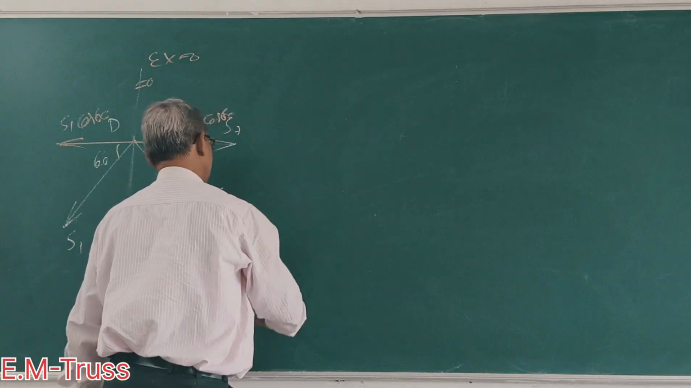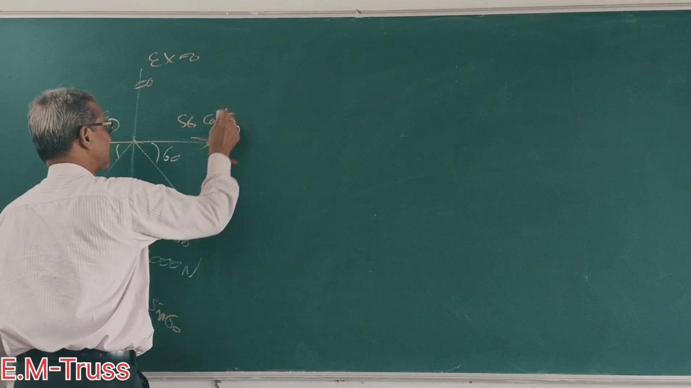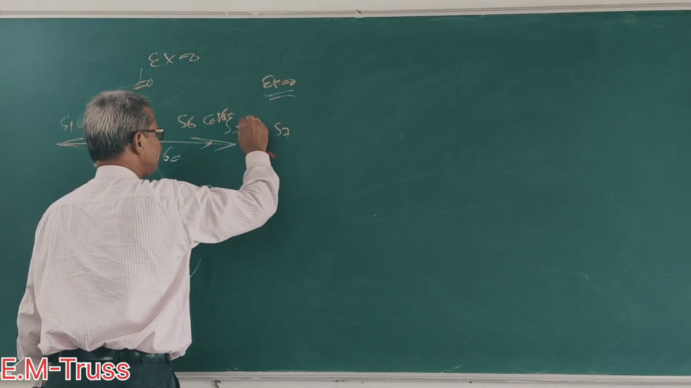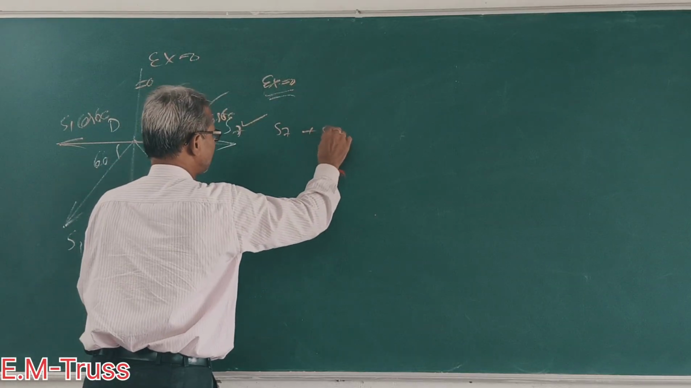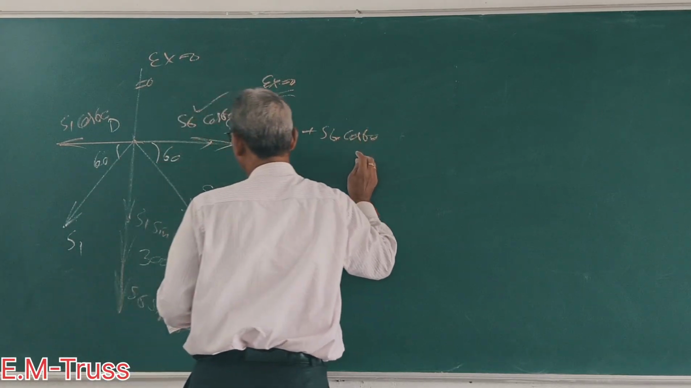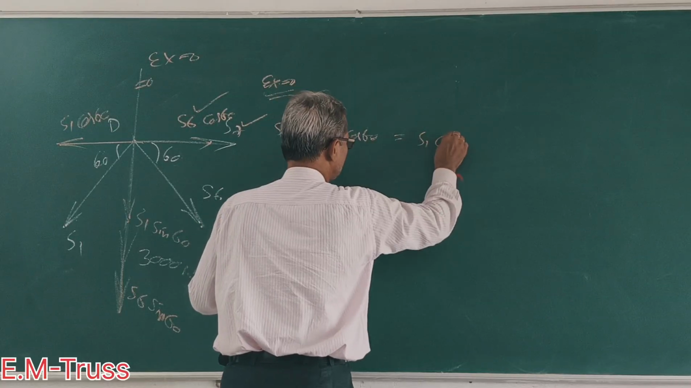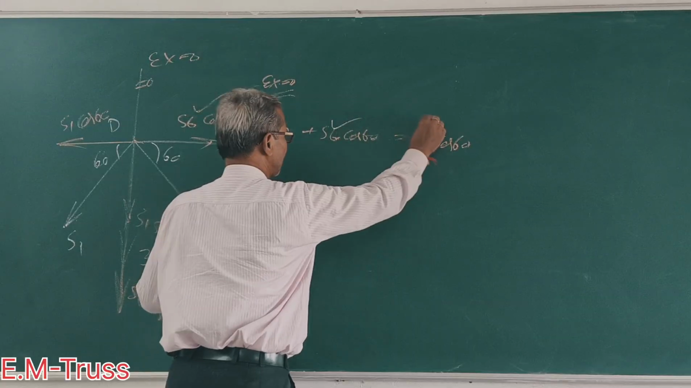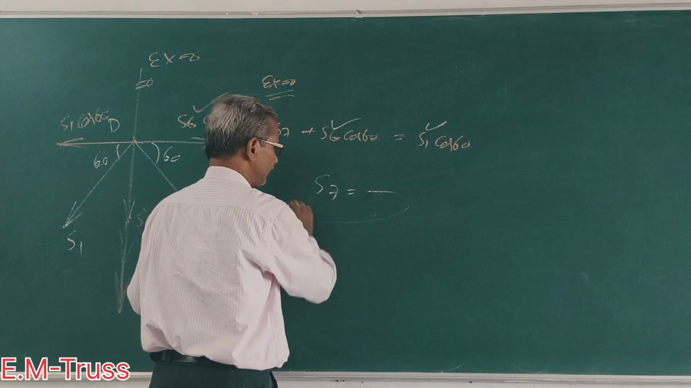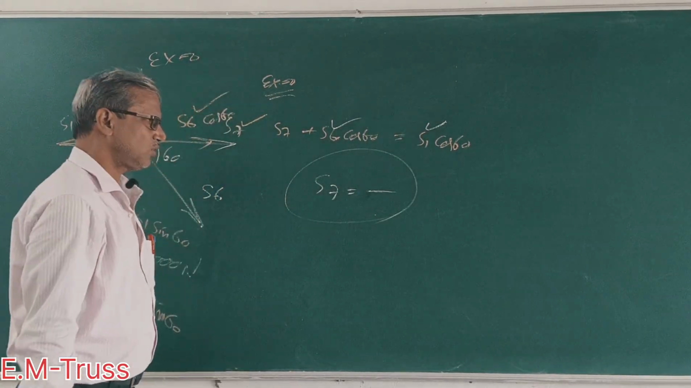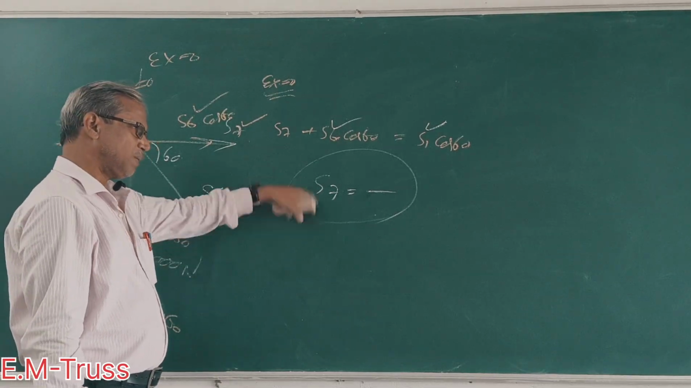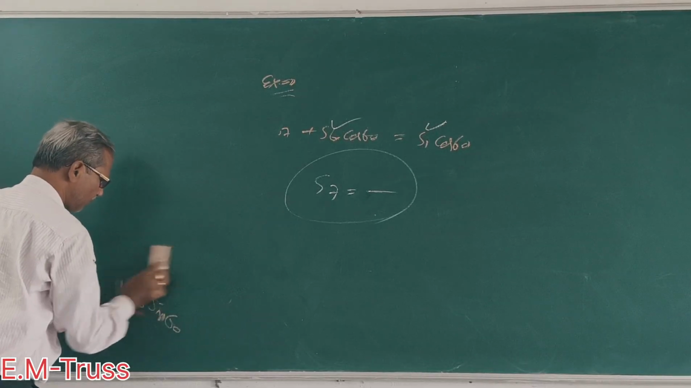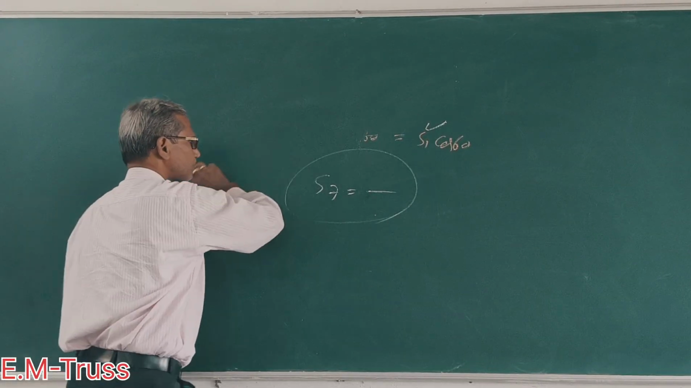So in sigma x 0, what is the answer? S7 plus S6 cos 60 is equal to S1 cos 60. Clear? We have the answers S6 and S1. So find S7. Now all 7 answers are found out. Then make a table.